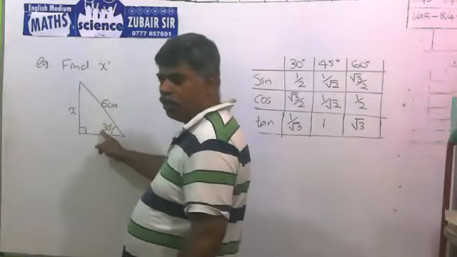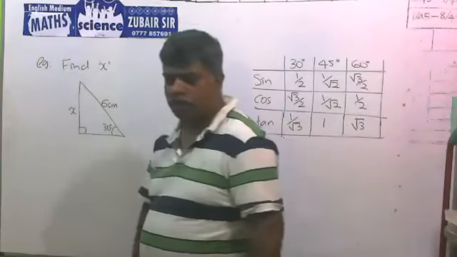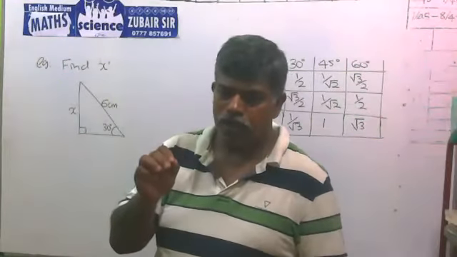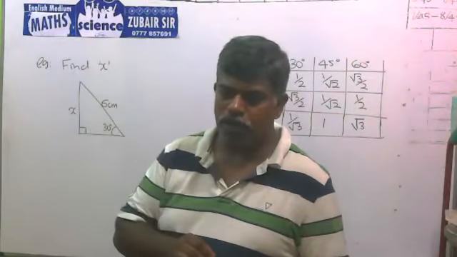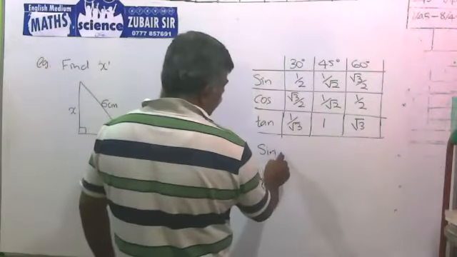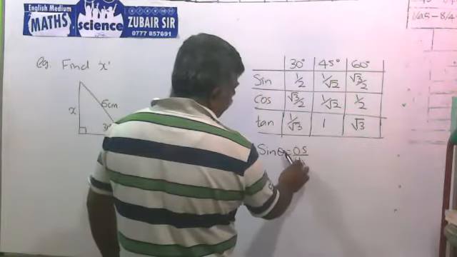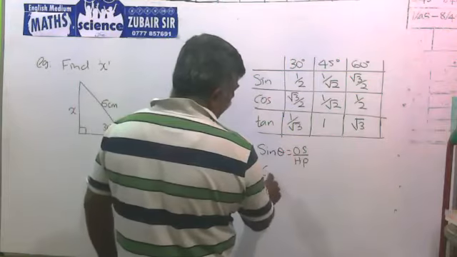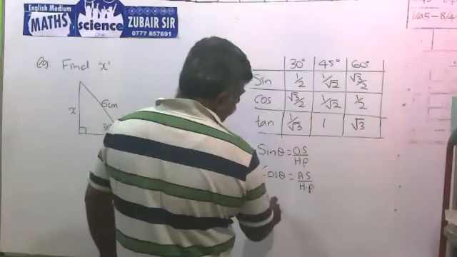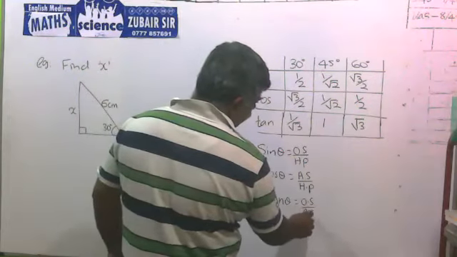Here you can see this angle 30. For this angle, opposite side and hypotenuse are there. Then we have studied sine is opposite over hypotenuse. Cos means adjacent over hypotenuse. Tan means opposite over adjacent. So sine theta is opposite side over hypotenuse. Cos theta is adjacent side over hypotenuse. Tan theta is opposite side over adjacent side.